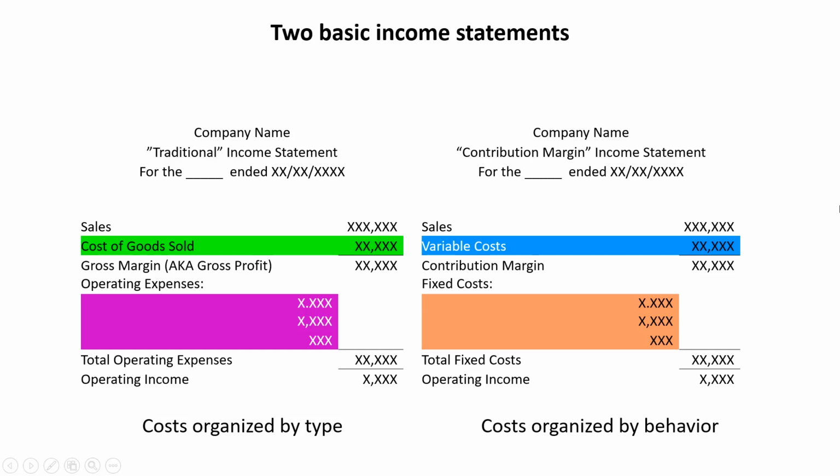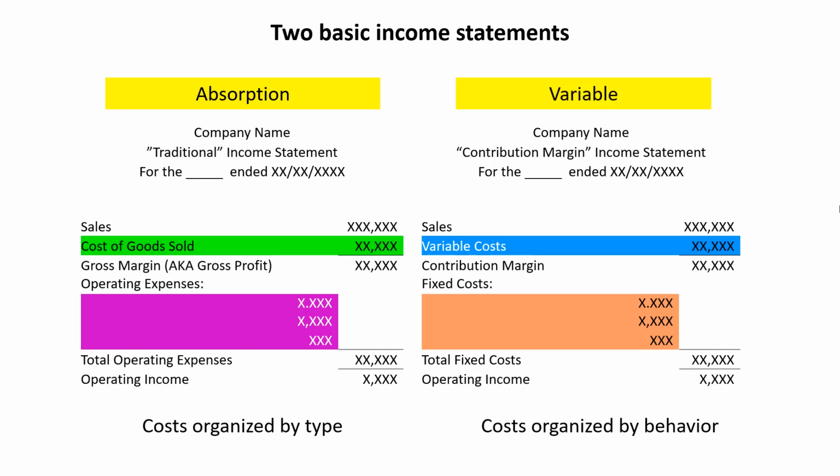We'll start by using the official names for the two income statements. The traditional income statement is actually the absorption income statement, and the contribution margin income statement is actually the variable income statement. The basic versions of both statements will still be useful. We can use them as big picture roadmaps so we don't get lost in the details.